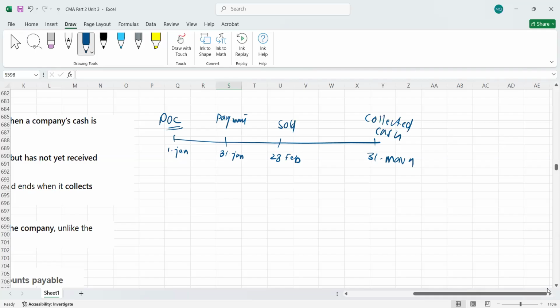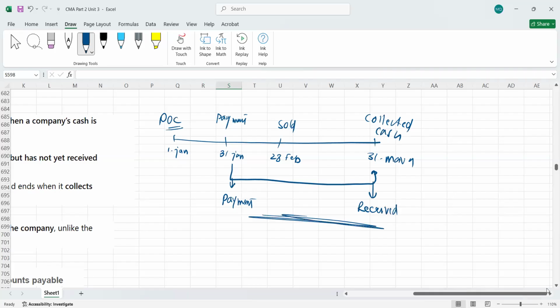Now, what is cash cycle? In cash cycle, guys, you will take the difference of these 2 points. This is the point where you made a payment for inventory, and this is the point where you received the cash from the sale. The difference of these 2 points is called cash cycle.